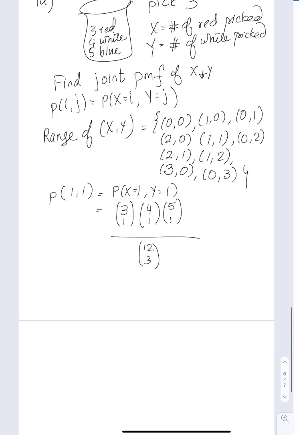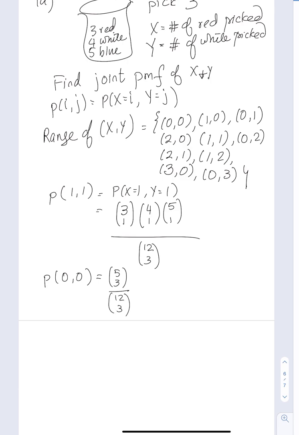All right, let's take another. What is P of 0, 0? This is the probability of picking 0 red, 0 white. So you have picked all 3 blue balls. So it is 5 choose 3, the number of ways you can pick the 3 blue balls, divided by 12 choose 3.